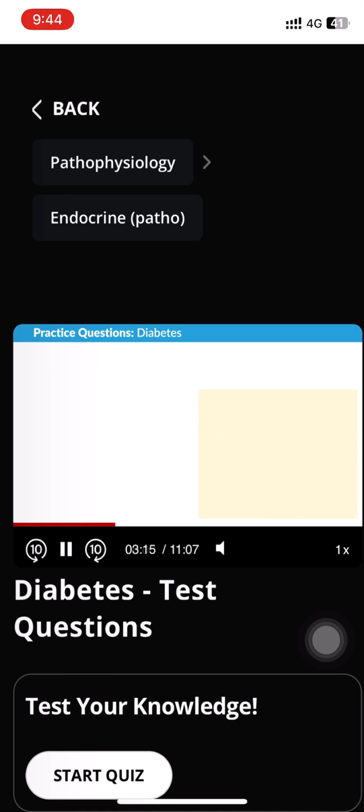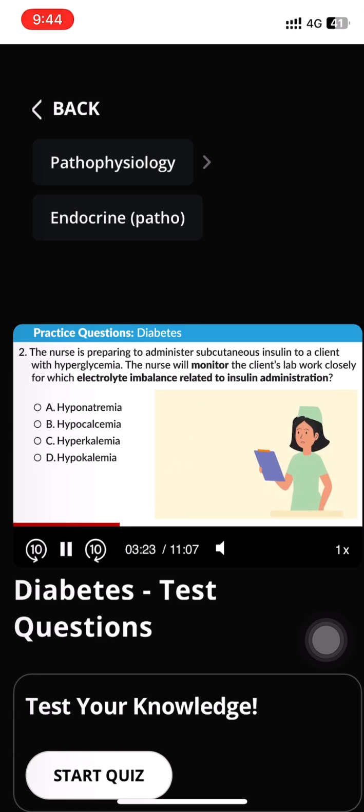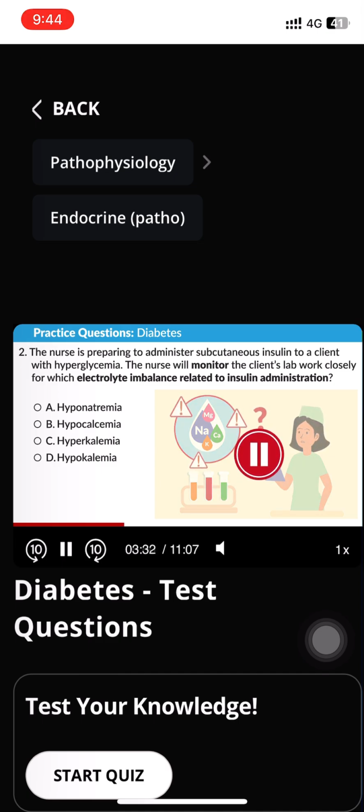Now, moving on to question 2. The nurse is preparing to administer subcutaneous insulin to a client with hyperglycemia. The nurse will monitor the client's lab work closely for which electrolyte imbalance related to insulin administration. So pause the screen and try your best to answer this question in about 60 seconds or less.